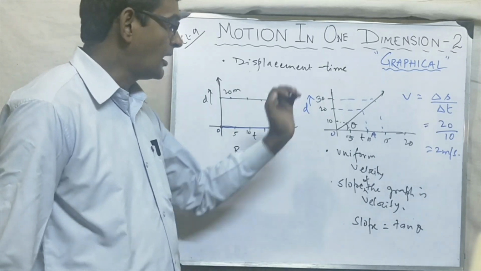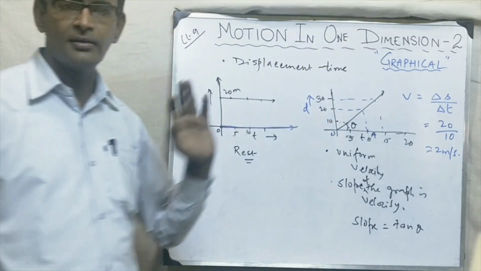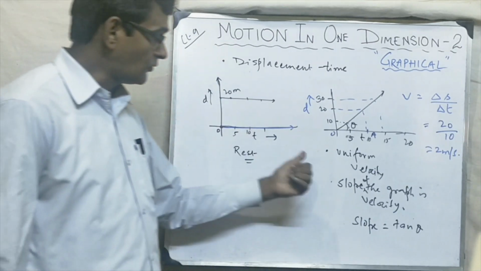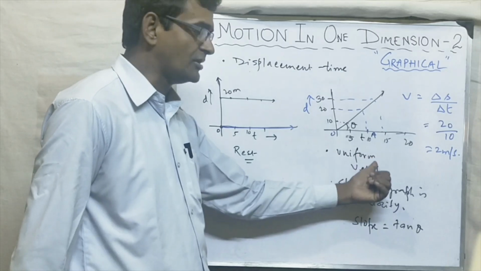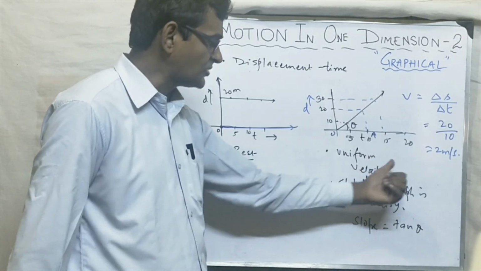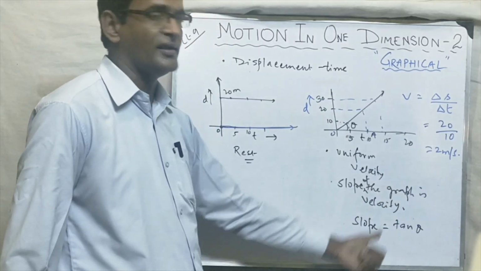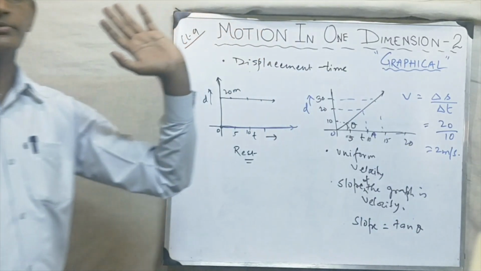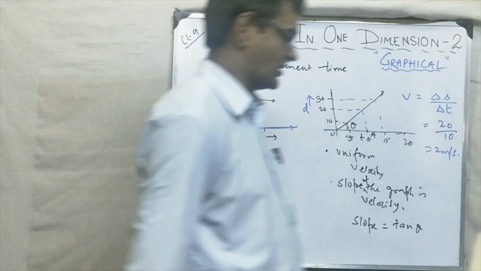Okay? And what is the acceleration? Obviously 0, because the body is moving in a straight line. So this type of graph tells us that it is moving with uniform velocity, and the slope of the graph is velocity. There are two methods of finding it. This way we can find out the slope of the graph. Okay, students?